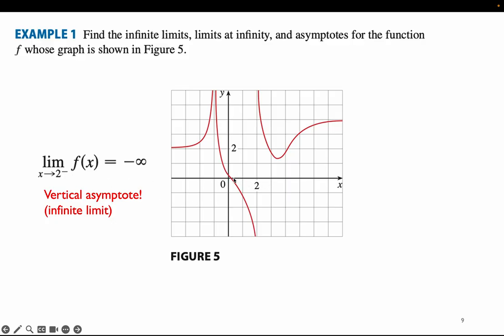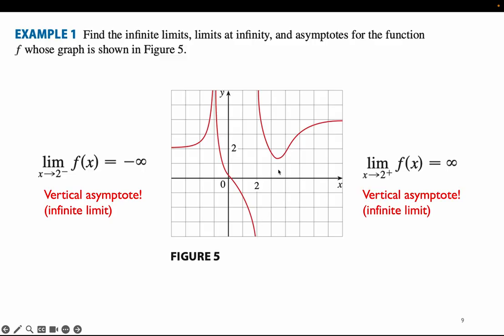So if you look at my mouse, as x approaches 2 from the left, my function is approaching negative infinity. Notice this is a vertical asymptote. Again, not horizontal. This is a vertical asymptote. So again, as x approaches 2 from the left, the function is going towards negative infinity.